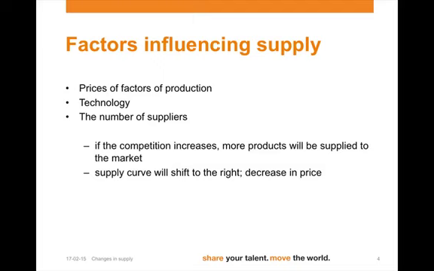The third factor is the number of suppliers. If the competition increases, more products will be supplied to the market. The supply curve will shift to the right, and again this will lead to a decrease in prices.